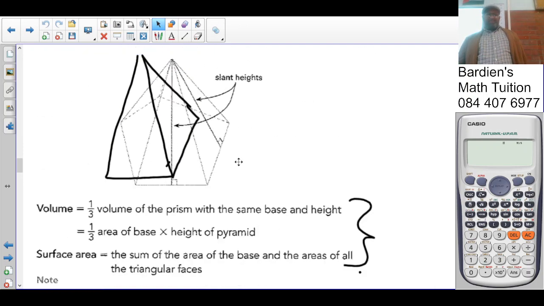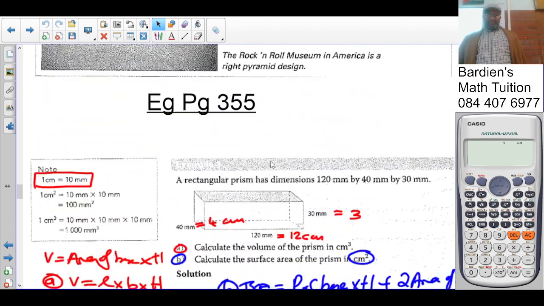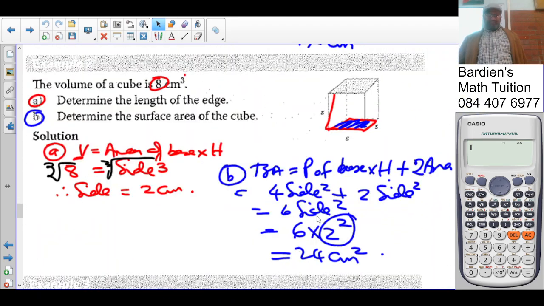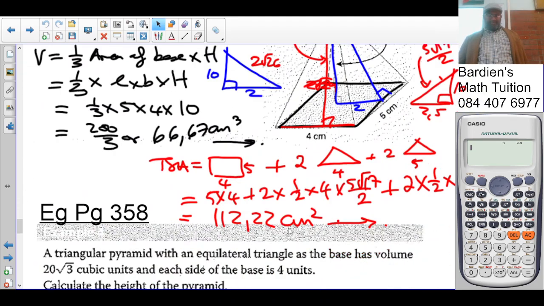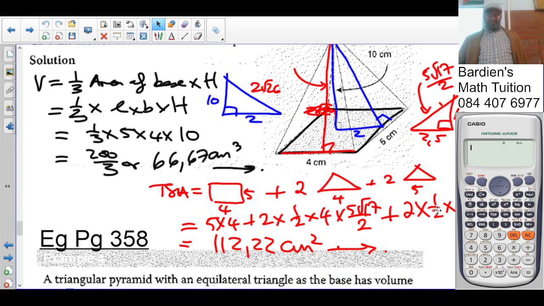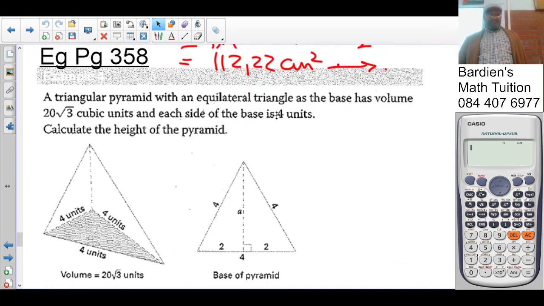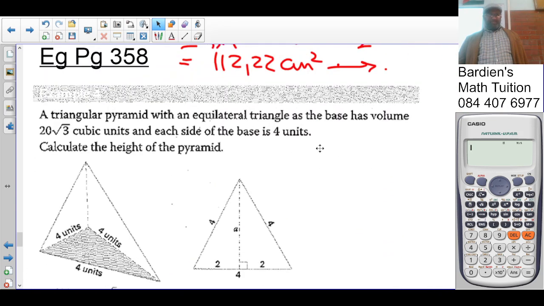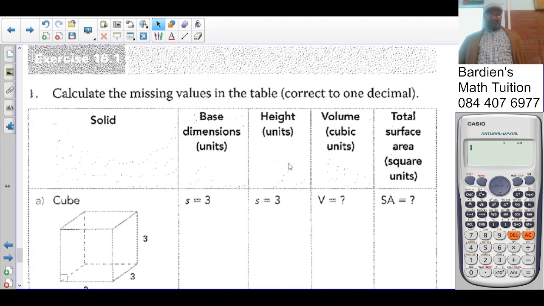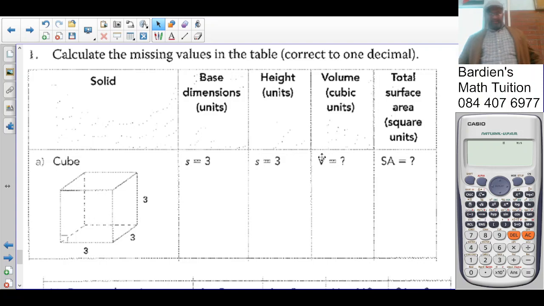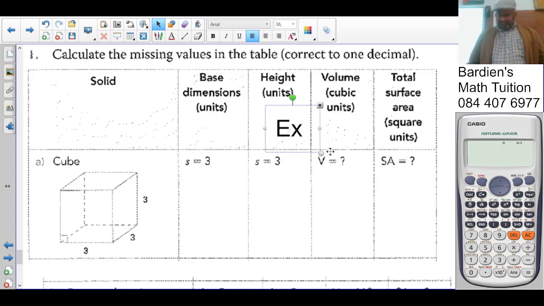We spoke about the slanted height as well. We did an extra calculation that wasn't part of the question. That was only for enrichment purposes there. Then I gave you exercise 18.1 to do, not so? Exercise 18.1 was on page, sorry, 360.